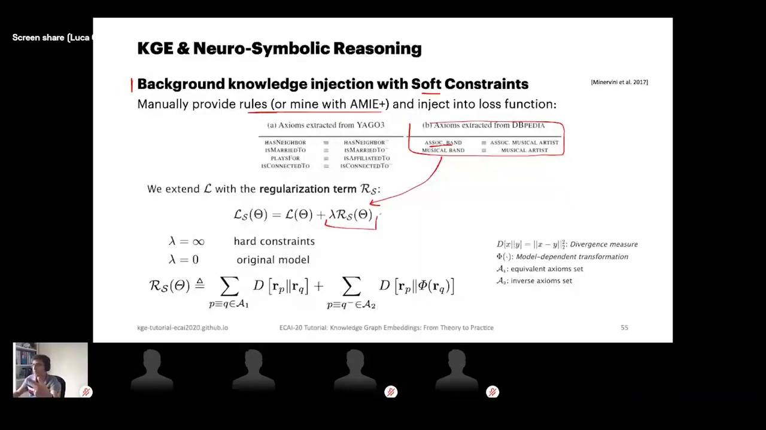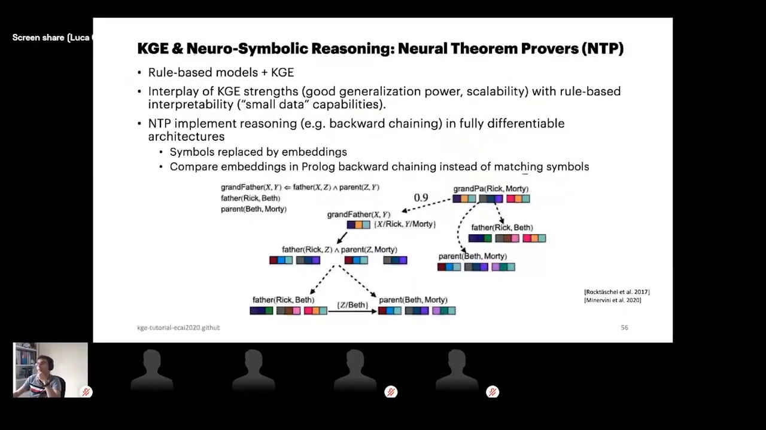Or we can even go further by adopting neurosymbolic reasoning techniques. The work done on neural theorem provers is very interesting because it's a line of work where the authors mix rule-based models and knowledge graph embeddings because they want to make the best out of both worlds, the interplay of the strength of knowledge graph embeddings, which are known for generalizing well and scale well, with rule-based systems that are interpretable and capable to learn from small data, right? And so these neural theorem provers implement backward chaining reasoning, and this is the interesting aspect, in a fully differentiable fashion, right?